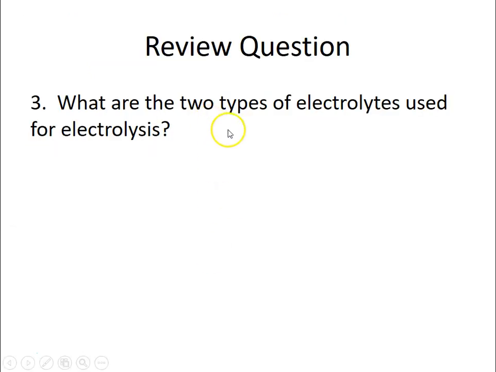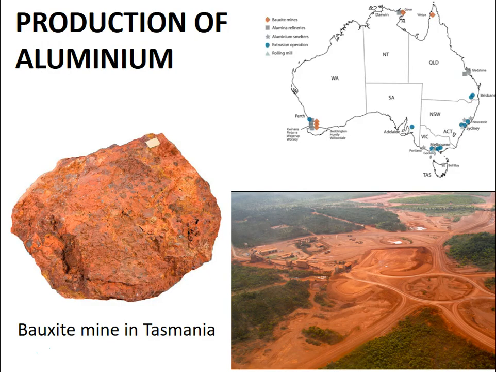So after these two videos, what are the two types of electrolytes used for electrolysis? Aqueous and molten. Alright, this is production of aluminium, another of the metals that's underneath the water, a stronger reducing agent.